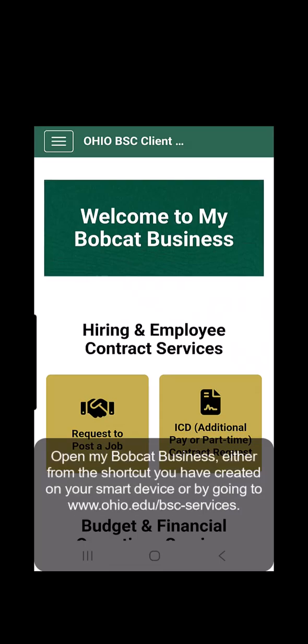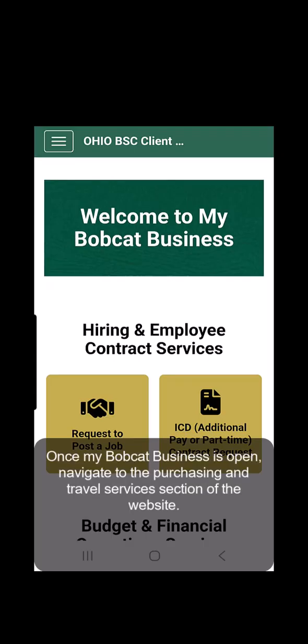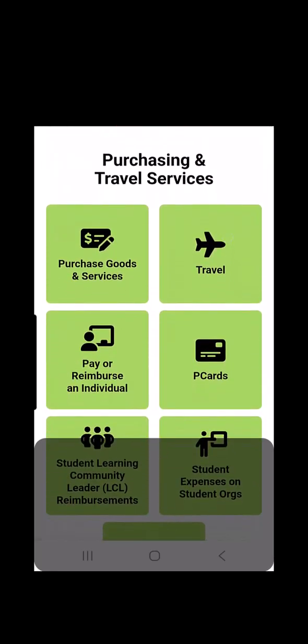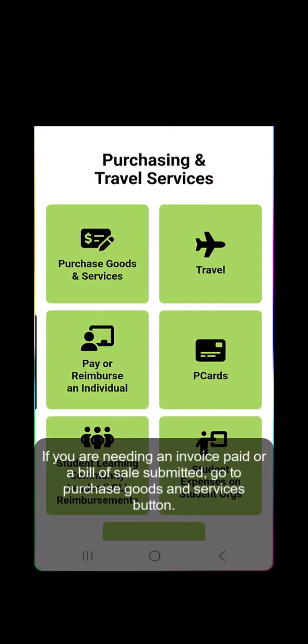Open My Bobcat Business either from the shortcut you have created on your smart device or by going to www.ohio.edu/bsc-services. Once My Bobcat Business is open, navigate to the Purchasing and Travel Services section of the website. If you are needing an invoice paid or a bill of sale submitted, go to the Purchase Goods and Services button.